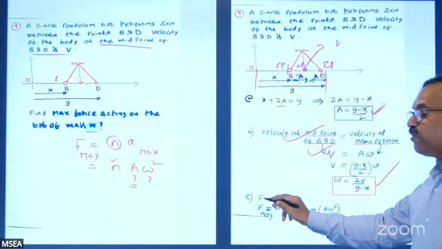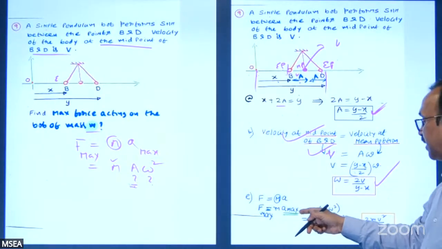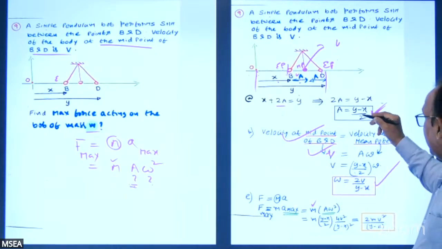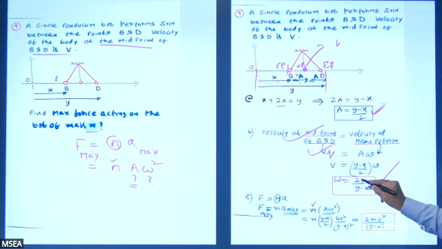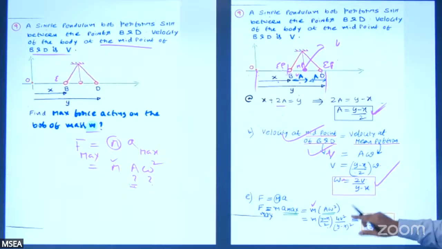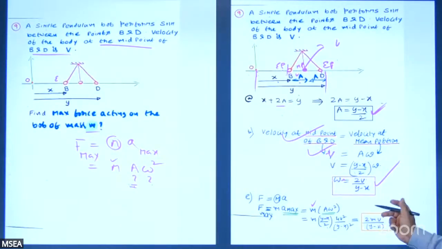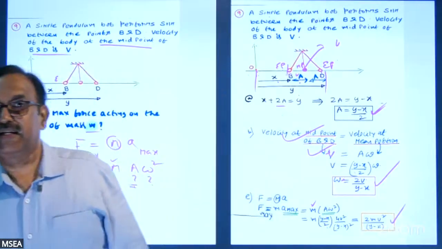Okay, now you want to know what is the maximum force? As already explained, maximum force is mass into maximum acceleration. Mass is given as m. A omega square you have to write. In place of A, (Y minus X) by 2. Omega square means 4V square by (Y minus X) whole square. Then you have to do simplification. 4 by 2 comes out to be 2. So you get it as 2mV square by (Y minus X). This is the answer for this bit. The next question.